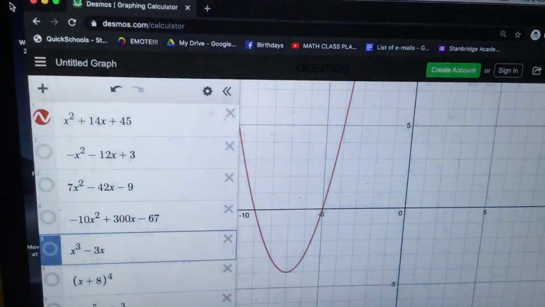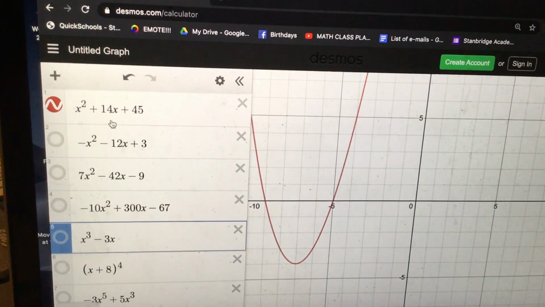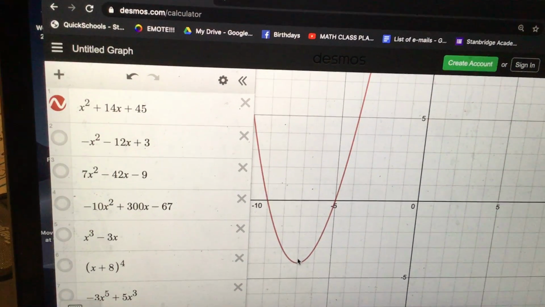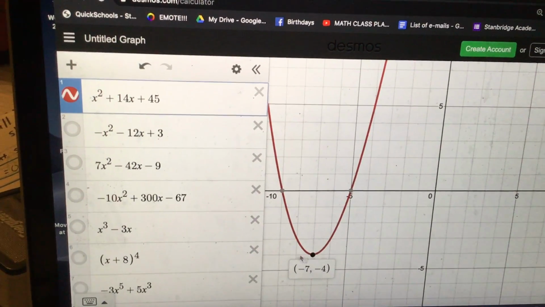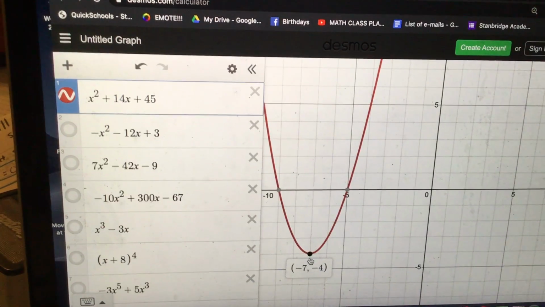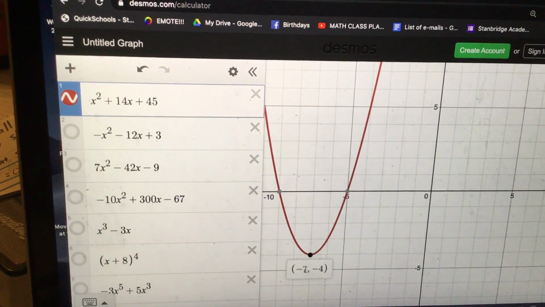And just to show you in the graph, f of x is equal to x squared plus 14x plus 45. Where is that x value that is a critical point? Negative 7 comma negative 4 is a lowest point. X equals negative 7 is a lowest point.